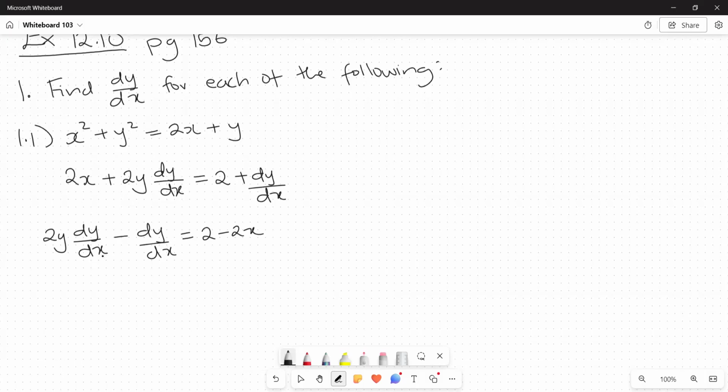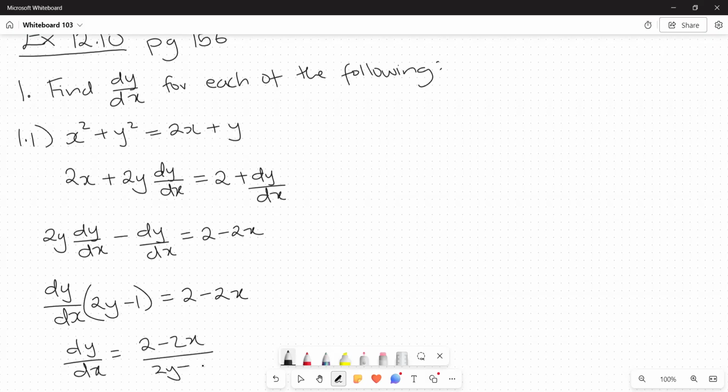Then on the left-hand side, dy/dx is a common factor, so take it out. We have 2y minus 1. This is equal to 2 minus 2x. So that leaves us with dy/dx. This is equal to 2 minus 2x over 2y minus 1. Okay, so that is 1.1, then 1.2, we have x squared y minus x y cubed is equal to 0.